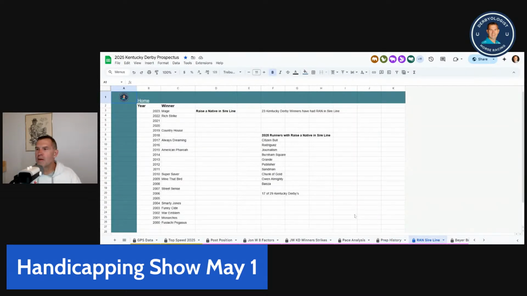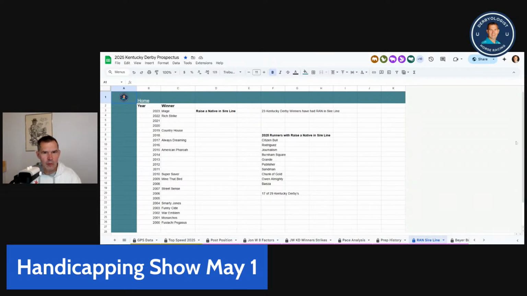Now, this one's a little bit more interesting. The Rand Sire line is called the Raisin Native, and 17 winners in the last 29 years have been on the Raisin Native Sire line. These are some runners this year with the Raisin Native Sire line. Now, these are all of the winners that had ran in them. Mage, Rich Strike, Country House, Super Saver, Mind That Bird. A lot of these horses had ran, and they were all long shots.